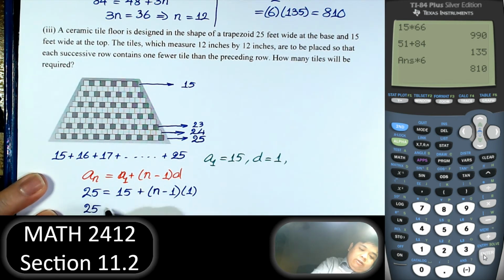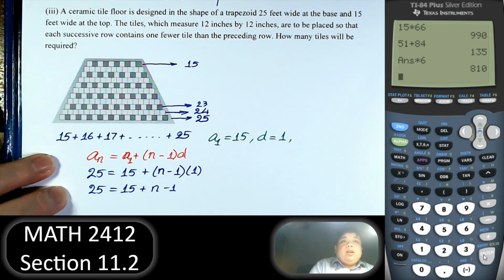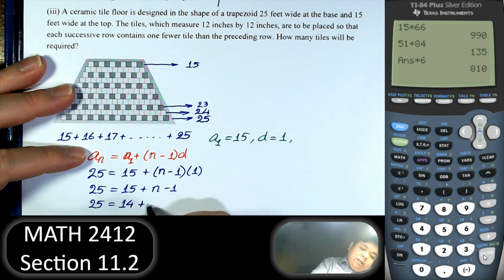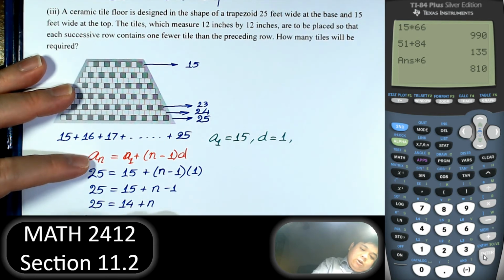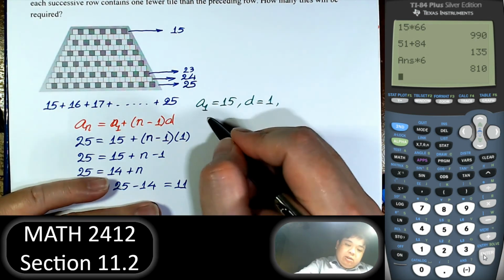So 25 equals 15 plus n minus 1. Simplifying, 25 equals 14 plus n. So n is equal to 25 minus 14, which is 11. So it requires 11 rows of tiles.